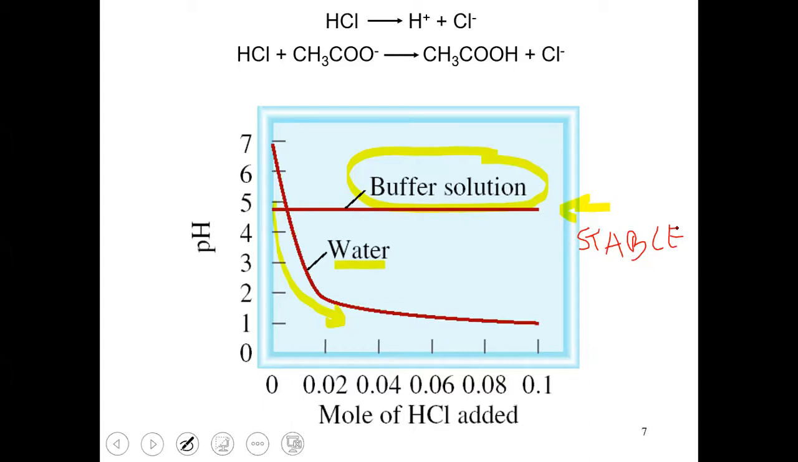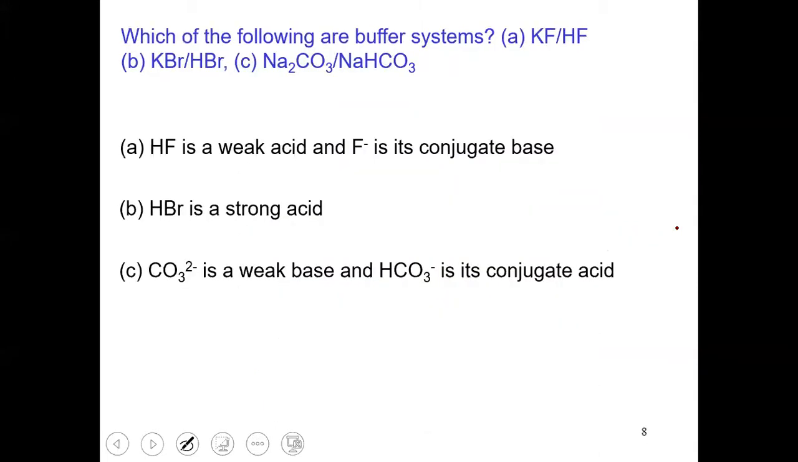All right. So there's a couple of things that I want us to practice. Number one, we need to be able to recognize if a given solution is going to work as a buffer system. And then we want to do some calculations. What would be the pH, or how would you build a buffer system with different components? All right. So ready? Okay, so here I have three proposed buffer systems. A is potassium fluoride and hydrofluoric acid, KF and HF. The second one is potassium bromide and hydrobromic acid. And the third one is sodium carbonate and sodium bicarbonate.